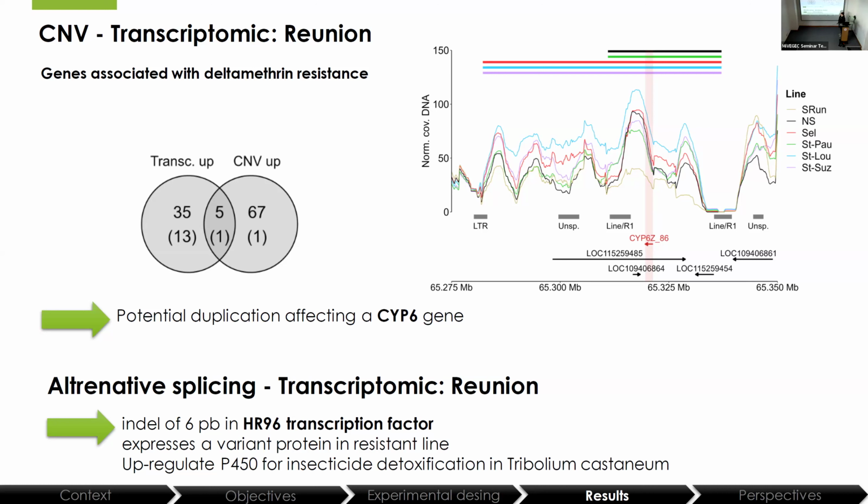And in La Réunion Island, when we look at alternative splicing data, we found an indel of 6 base pairs in the transcription factor HR96, and this transcription factor expresses a variant protein in the resistant line. And this transcription factor is known to upregulate P450 in another insect. So it's potentially also a good candidate.